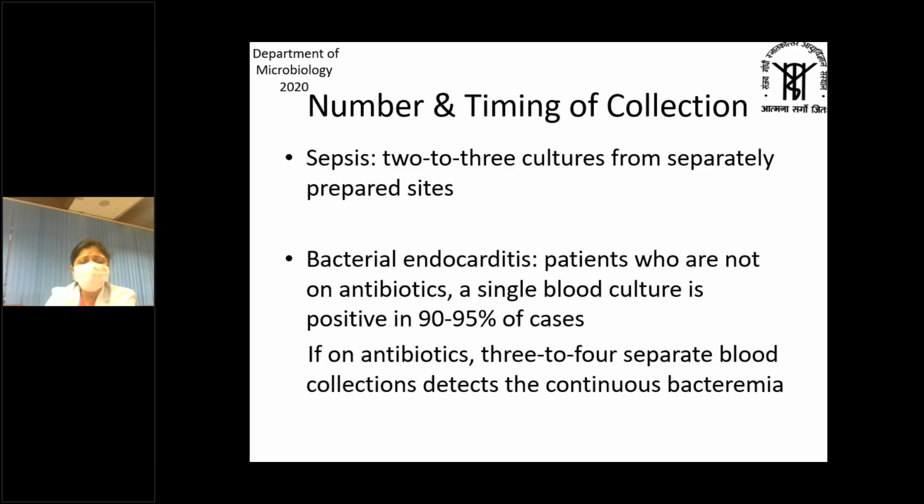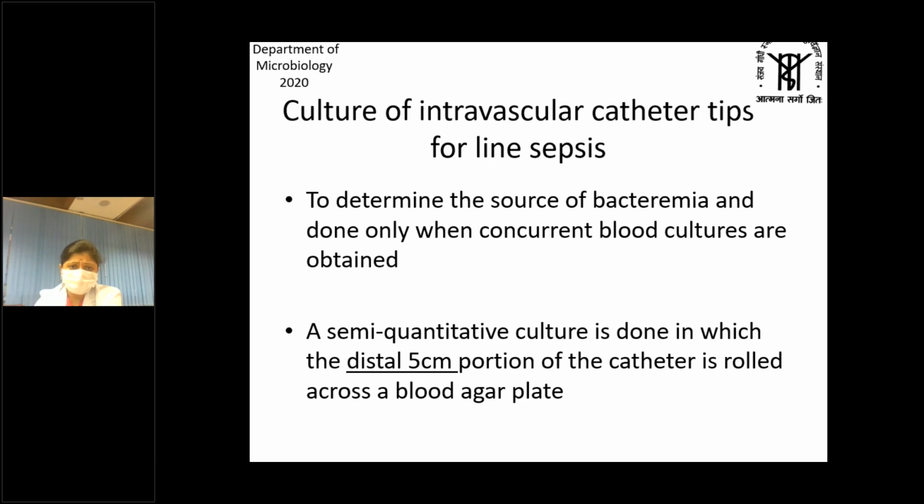Now in sepsis, what is the number and timing of collection of culture? 2 to 3 cultures from separately prepared sites. So always remember that a blood culture has to be prepared as a set. Always collect 1 aerobic and 1 anaerobic sample. For an adult, the minimum volume should be 10 ml in 1 bottle. For bacterial endocarditis, in patients who are not on antibiotics, a single blood culture will be positive in 90 to 95% of cases. However, it is best to take 3 to 4 separate blood collections, which detects the continuous bacteremia.